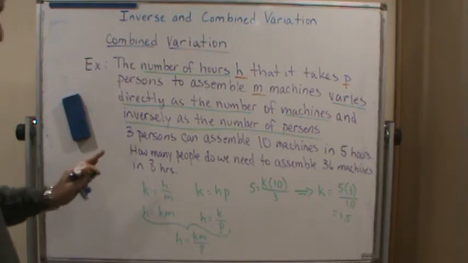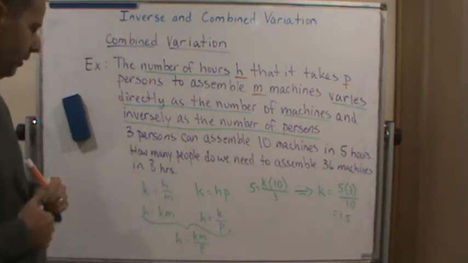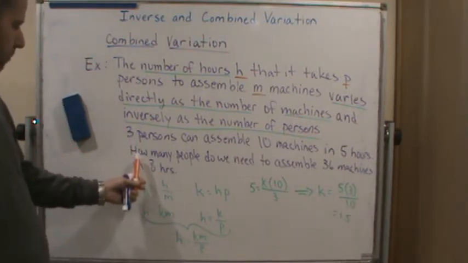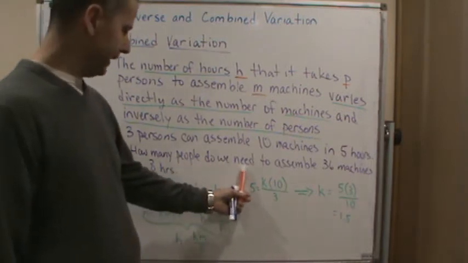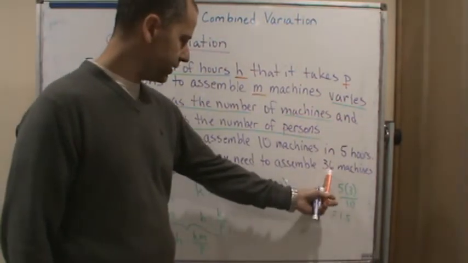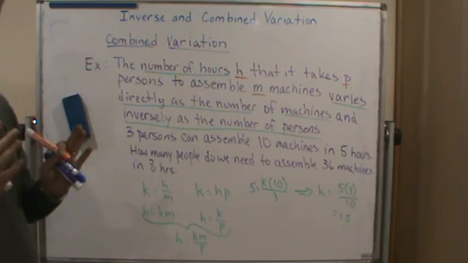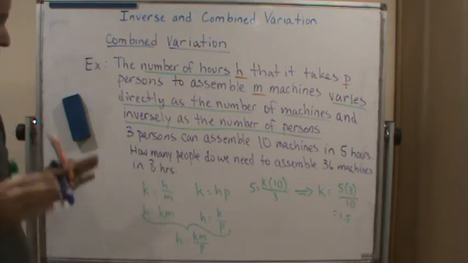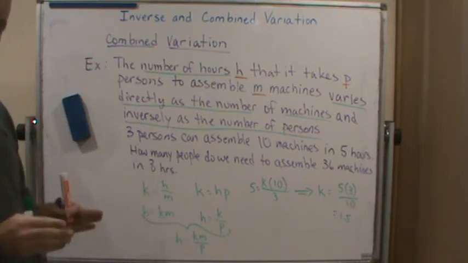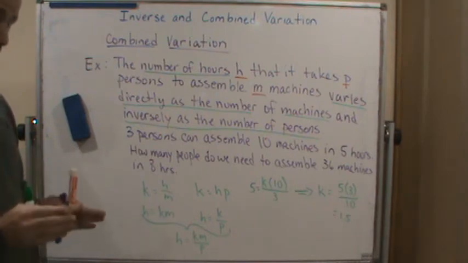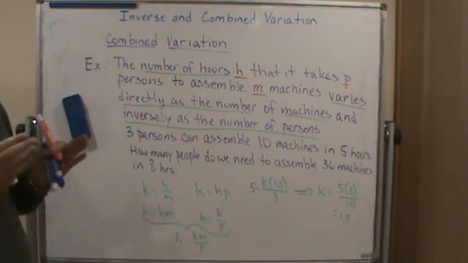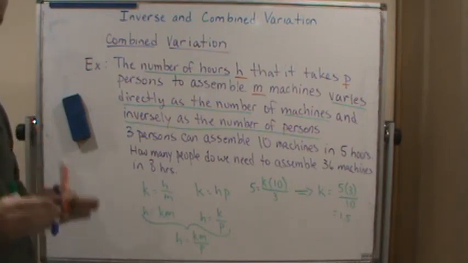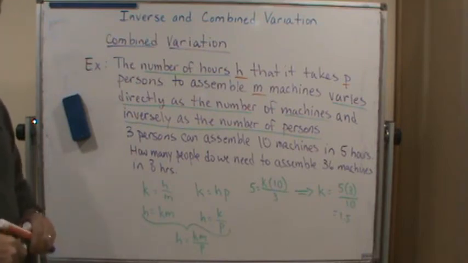Now I can use this information to answer the question. What's the question now? It's asking, how many people do we need to assemble 36 machines in 8 hours? Let's say you've got a shipment deadline and you've got to get 36 machines built in 8 hours. How many people do you need to stay and work on finishing this order?